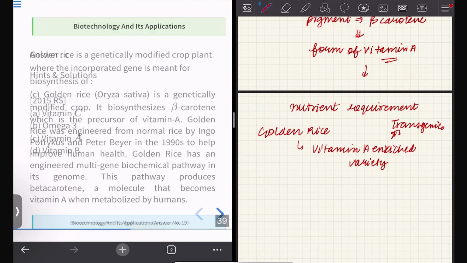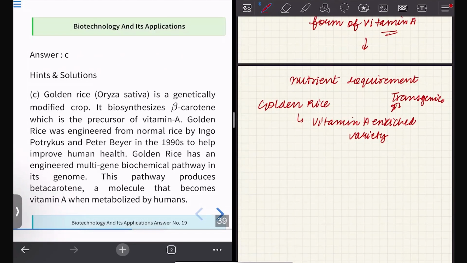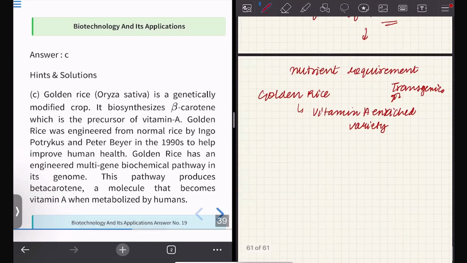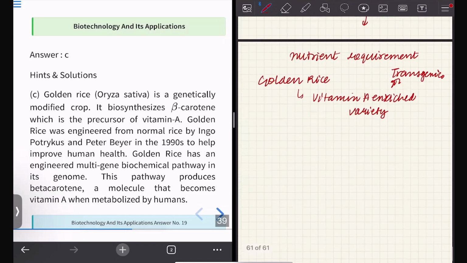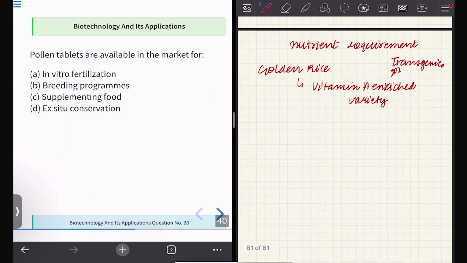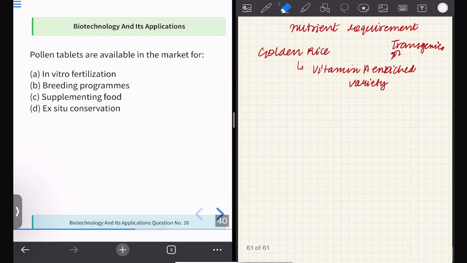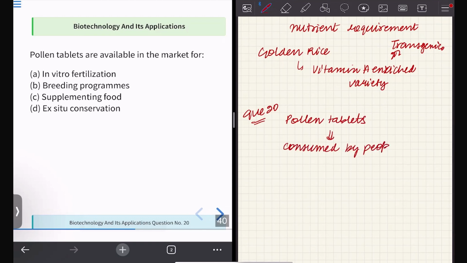Okay, so what is the biological name for golden rice? It is Oryza sativa, which is a modified crop. It synthesizes beta carotene. So we have the next question, which is that pollen tablets are available in the market. Pollen tablets are available in the market for which of the following purposes? So pollen tablets. We have question number 20. Pollen tablets are actually being consumed by some people. And why do people take pollen tablets?